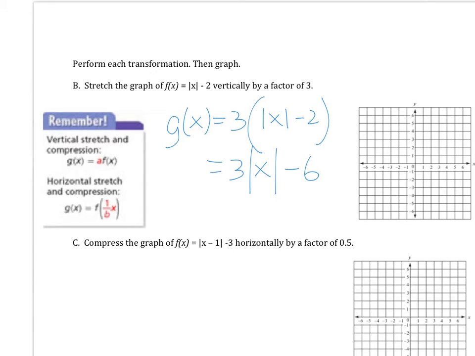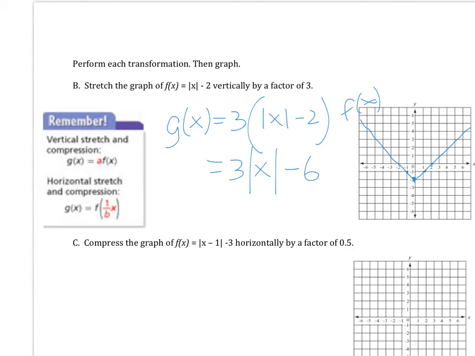Okay, so what does f of x look like? Well, it would be at 0, negative 2 would be the vertex, and then you would have to just substitute some values in there. When I substitute a 1 in there, I get negative 1. Put a negative 1 in there, I get negative 1. 2 in there, I get 0. So it still looks like the same positive 1 and negative 1 slope.